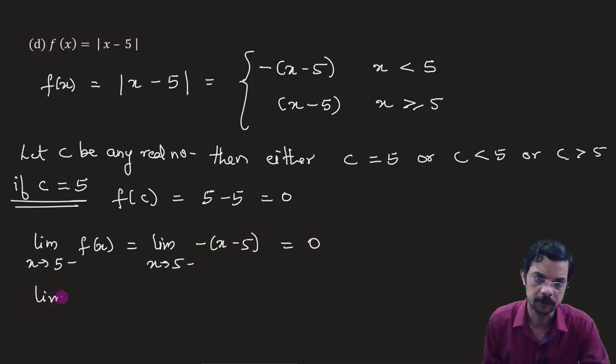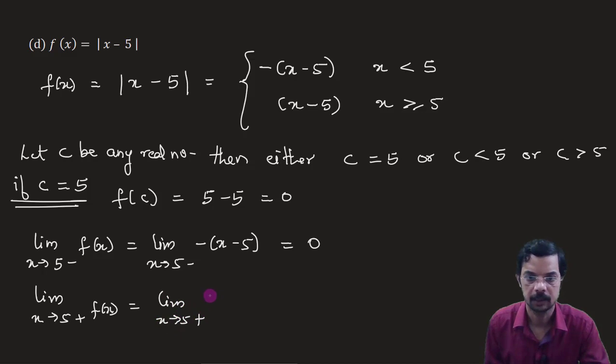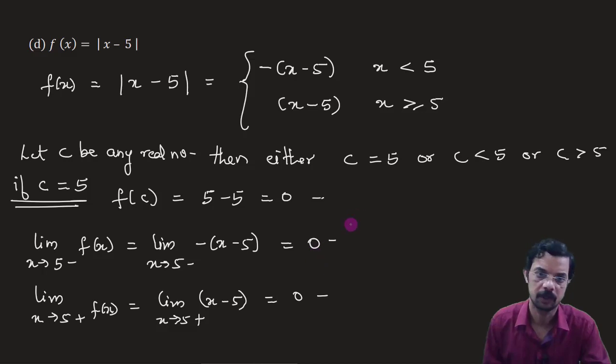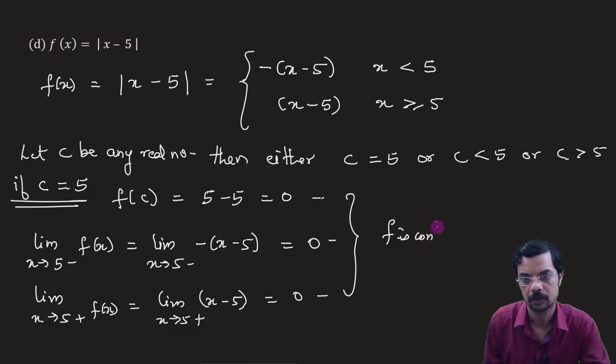Same way, limit x tends to 5 from the right, f of x will be equal to what? It will be equal to limit x tends to 5 from the right, f of x was defined as x minus 5, and that again, when you put x equal to 5, we get 5 minus 5 is 0. So we can say that f of C is equal to the left hand limit and it is equal to the right hand limit. Therefore, f is continuous at x equal to 5.